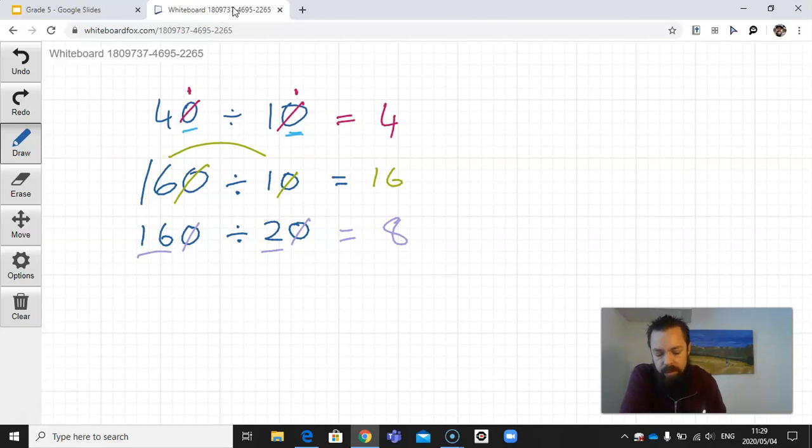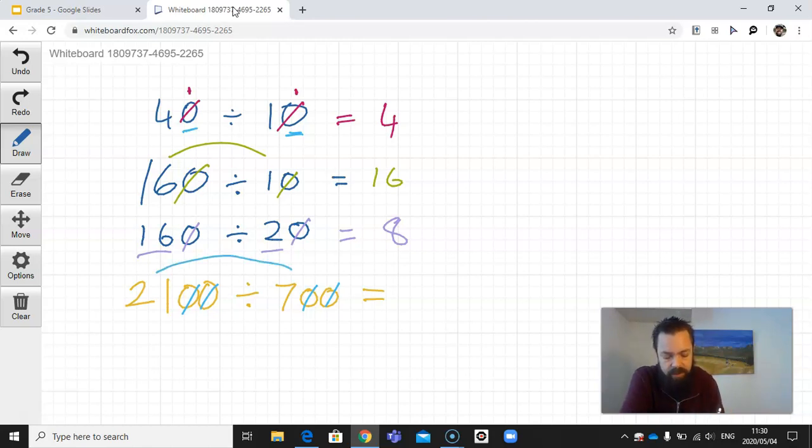Likewise, it also works with bigger numbers. So if I had 2,100 divided by 700, I can say, well, I've got 2 zeros there and 2 zeros there. I can ignore them. Remember, it has to be the same number in both. And then I can say 21 divided by 7 is 3. And so the answer to 2,100 divided by 700 is 3. So that's a really neat little trick if the number you're dividing with has zeros and the number that you're dividing also has zeros as well.